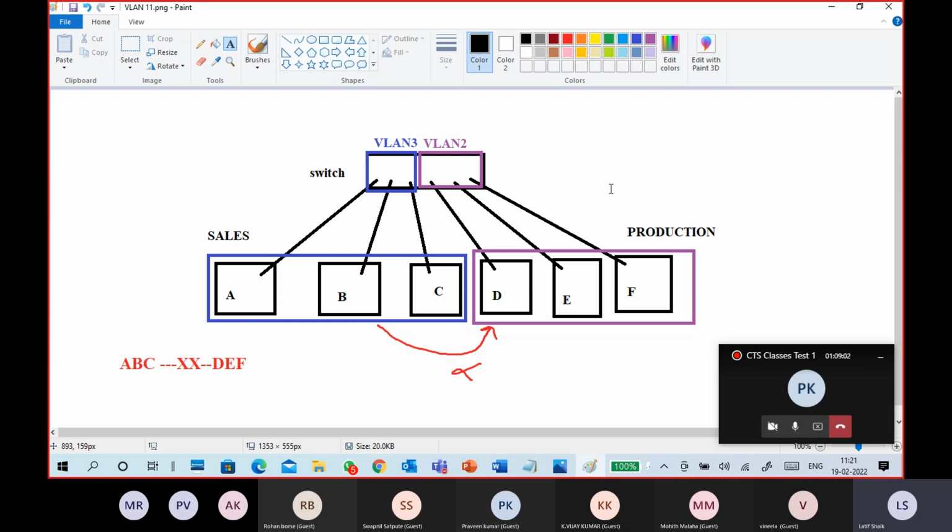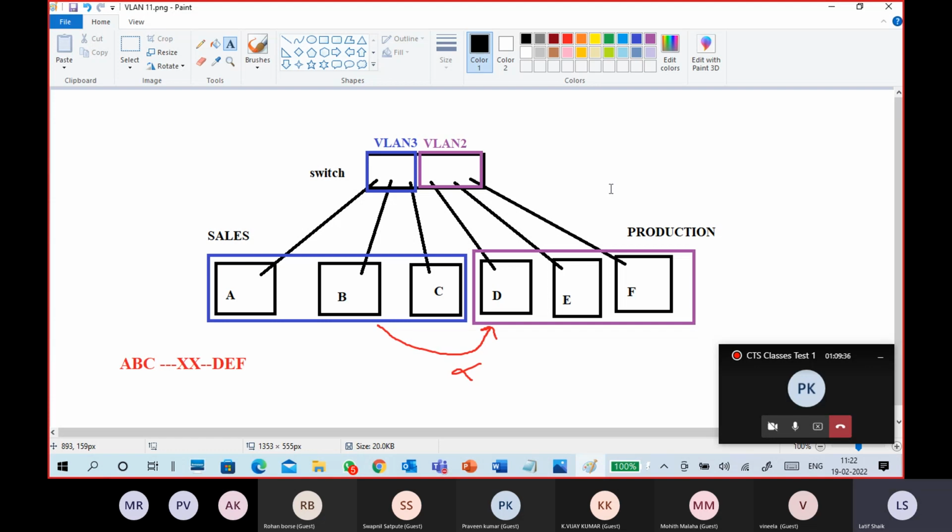Think like I have a marketing department, production department, HR department. My point is the HR department should not communicate with any other department. Sales department should not communicate with production department, like that. All are in the same network, the same LAN only. But I want to make sure that the people using the computers in sales are not communicating with the production department.